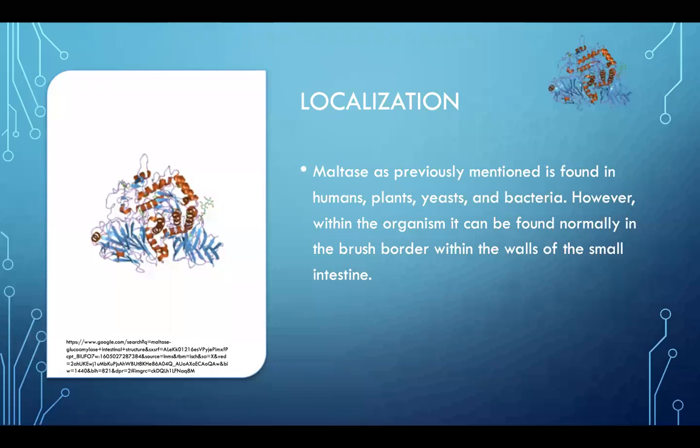Now we'll look at the localization of maltase. As I've already mentioned in the previous slides, maltase can be found in humans, plants, yeast, and bacteria. However, maltase is usually found within the brush border within the walls of the small intestine.